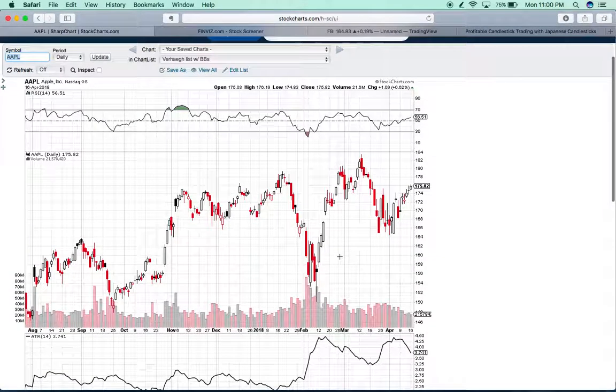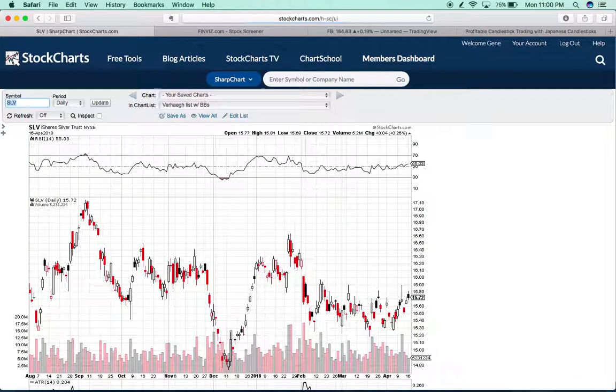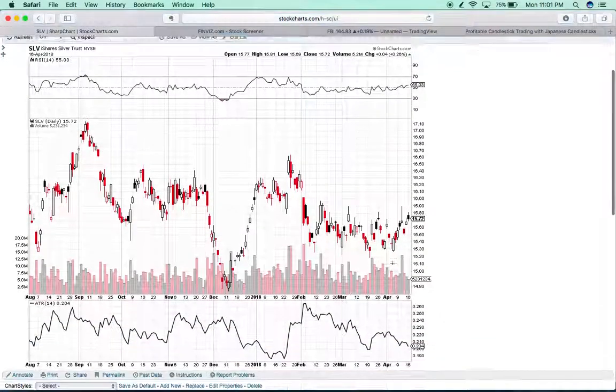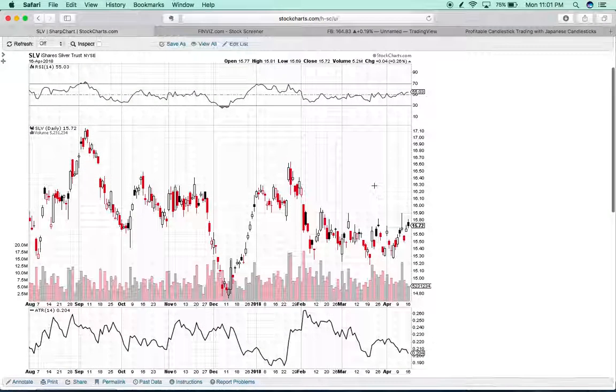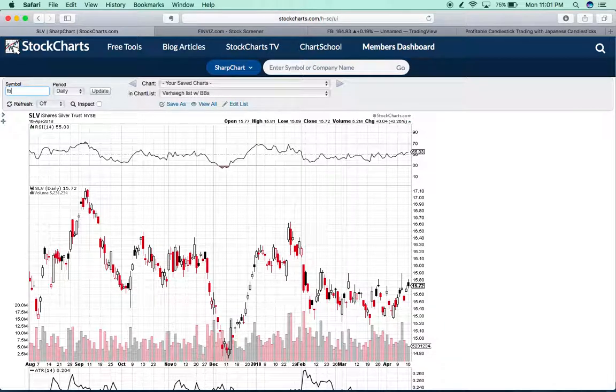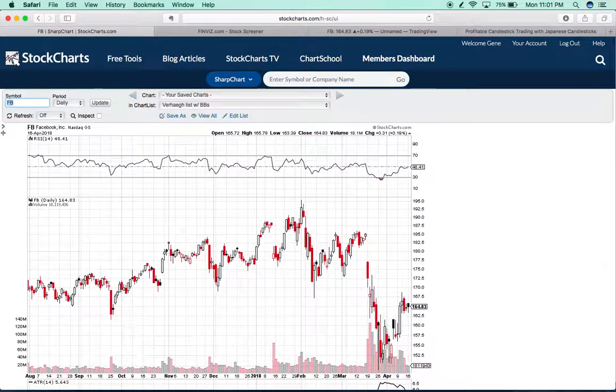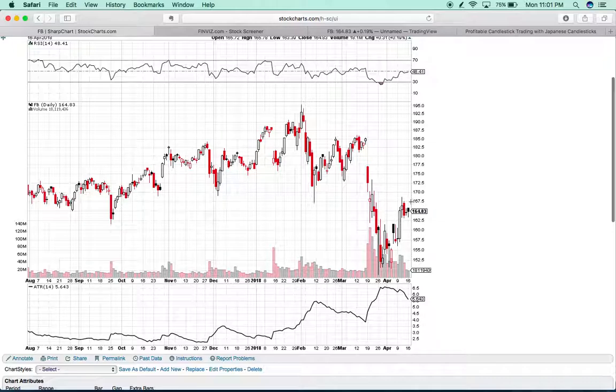$3.74. Now, if you look at, let's say, silver, a lower priced ETF, the average true range for silver is just 20 cents. So silver doesn't move that much. If you go to Facebook, which is $164.83 today, its average true range is $5.64. So that means in the past 14 days, Facebook moves about $5.64 every day.